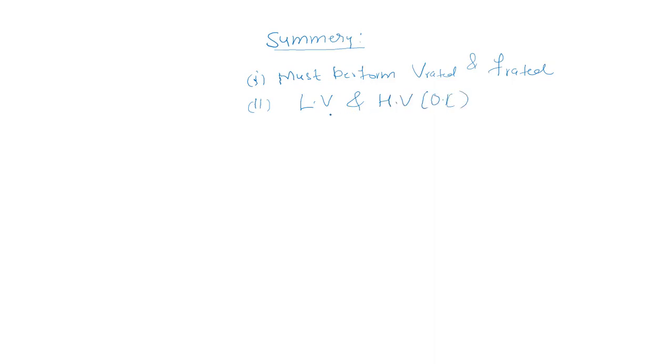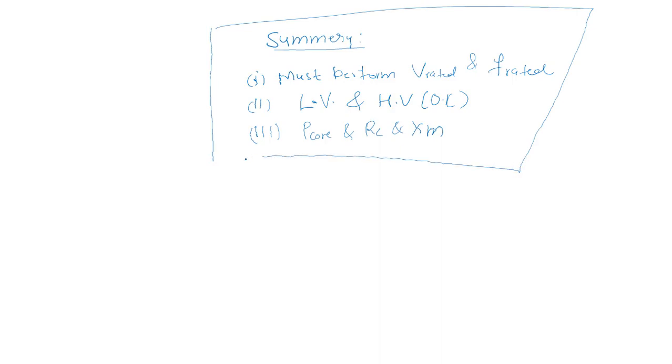Because on the low voltage side the rated voltage is less, the apparatus or equipment we are using to measure voltage, current and watts will be of less rating, which means less cost. Third thing we have to remember, along with this we can find P of core, RC and XM. So this is about the summary part of this test.